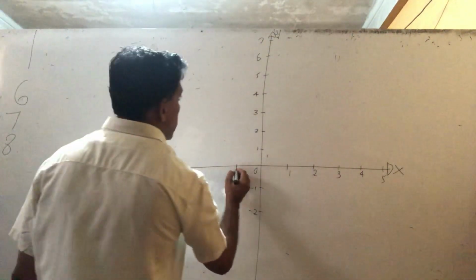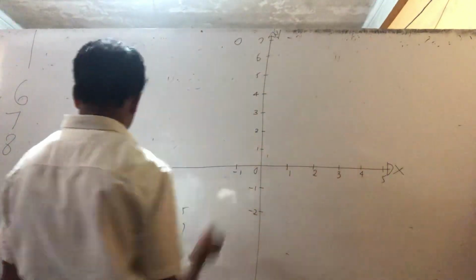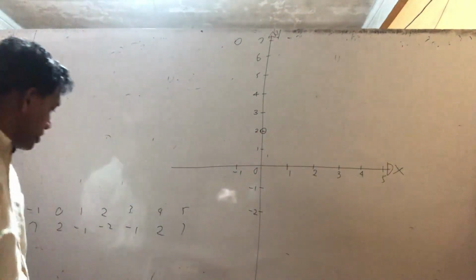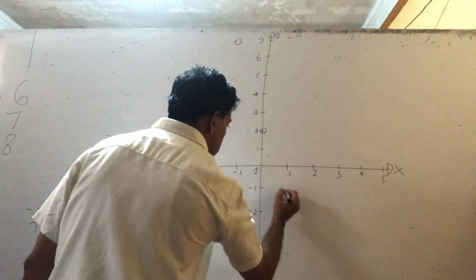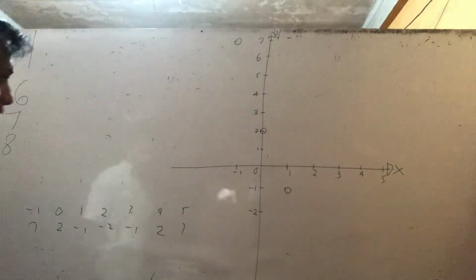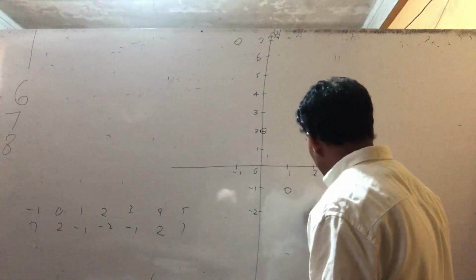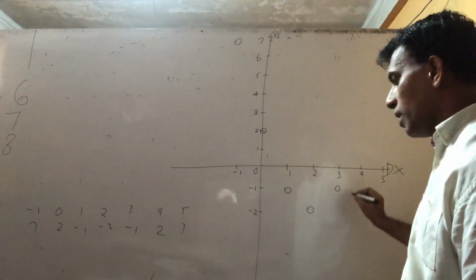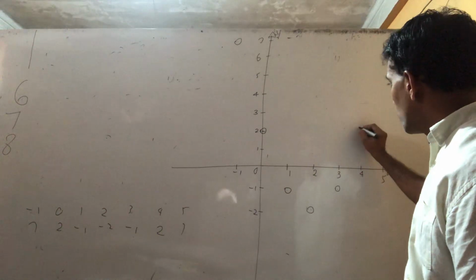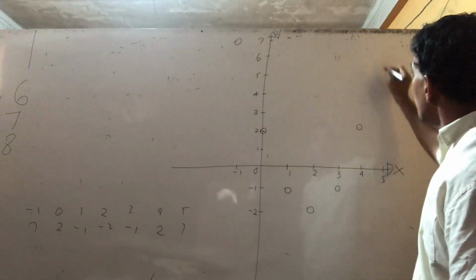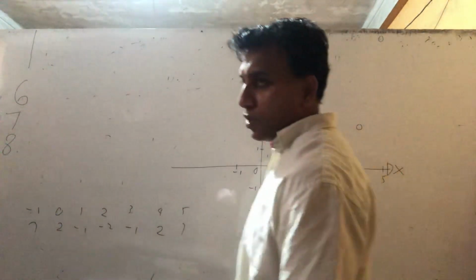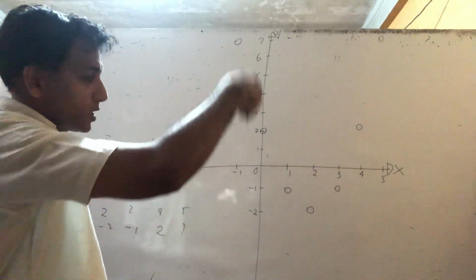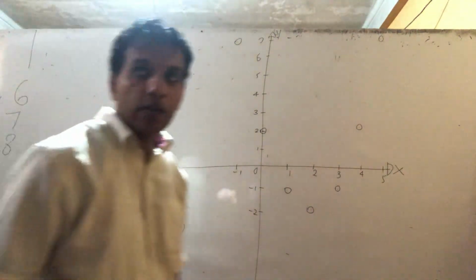So x minus 1, y is 7; x 0, y is 2; x 1, y is minus 1; x 2, y is minus 2; x 3, y is minus 1; x 4, y is 2; finally x 5, y is 7. Don't join with the ruler. Produce a smooth curve, everything by pencil, don't use a pen.